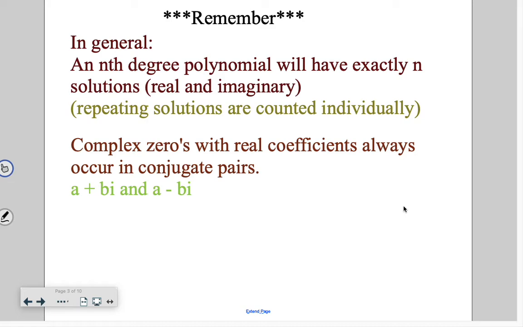So 2 things to keep in mind as you work your way through. Total number of zeros and complex roots always come in pairs. So if you know one, you automatically know a second one. And you'll see that today in some of the examples.